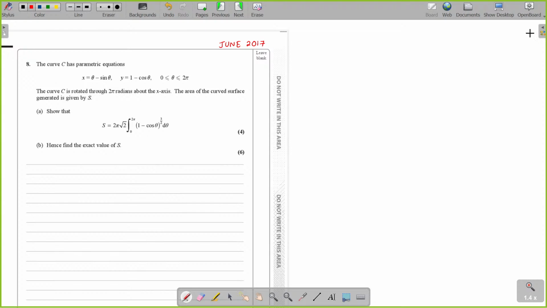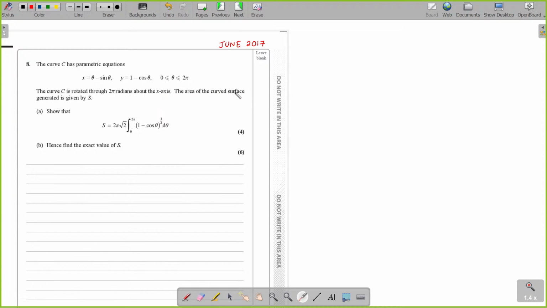I think that now again to do these kinds of questions, you can't just do it. You need to know what? You must know the relevant formula. Now they say here the curve C has parametric equations, x, y is given. And can you see this one? The curve C is rotated through 2 pi radian about the x-axis. And they ask you to find the area of the curved surface.